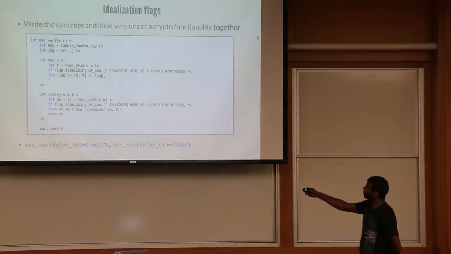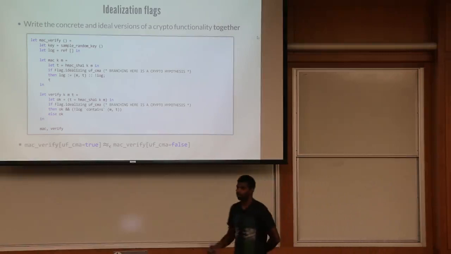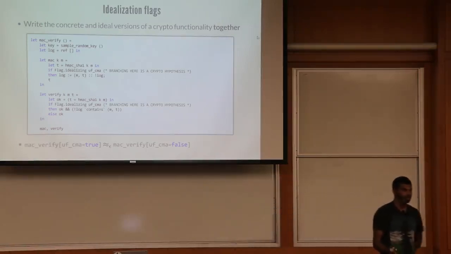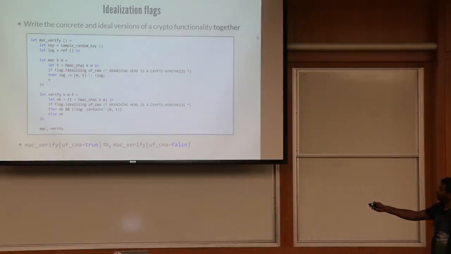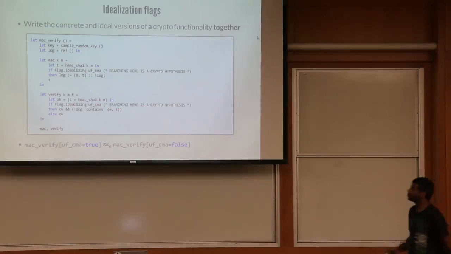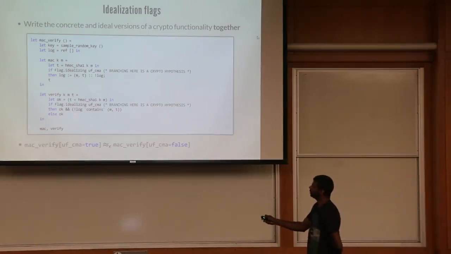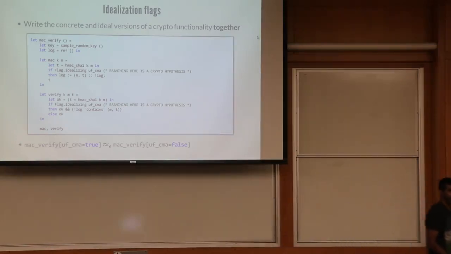There's a Boolean called UFCMA that controls whether or not we want to apply the UFCMA assumption to hmax SHA-1. And here we say, if we're idealizing hmax SHA-1, then log the encryption. Otherwise, don't, and just do the normal hmax SHA-1 thing. And the verify is dual. It says if you're idealizing for UFCMA, then correct the verification. Otherwise, just return whatever the normal verification result is. So one way in which you should see this is that if you take this code and specialize it while setting this flag to false, what you get is exactly hmax SHA-1. But if you set it to true, you get the ideal version of hmax SHA-1.